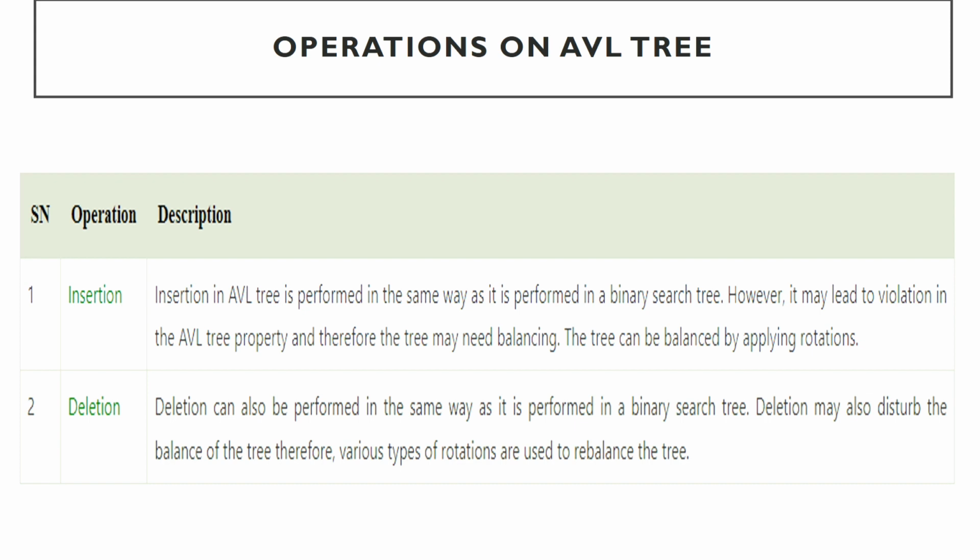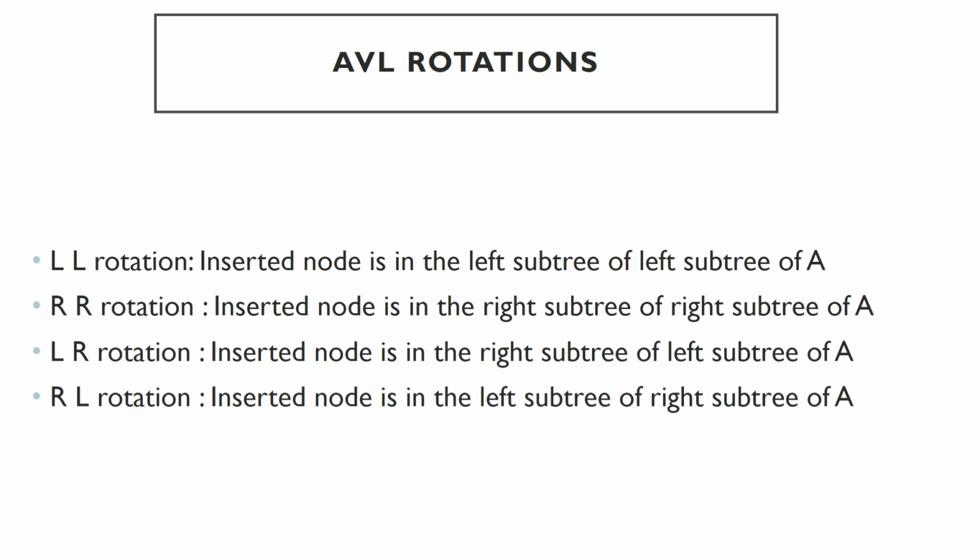Deletion can also be performed in the same way as it is performed in a binary search tree. Deletion may also disturb the balance of the tree. Therefore, various types of rotations are used to rebalance the tree. So these are the AVL rotations.